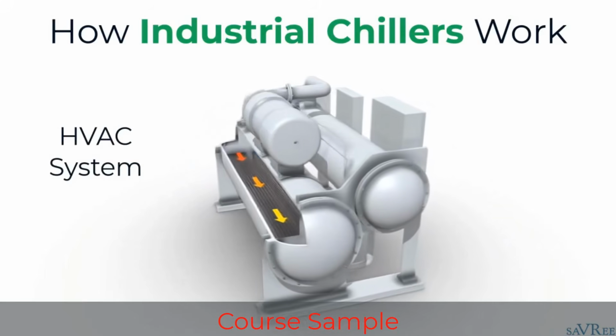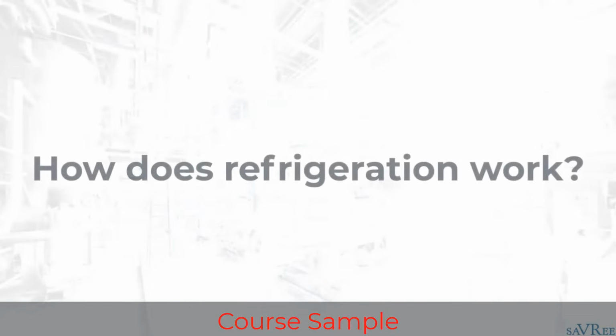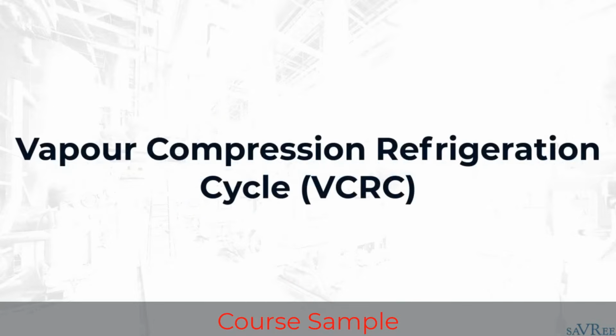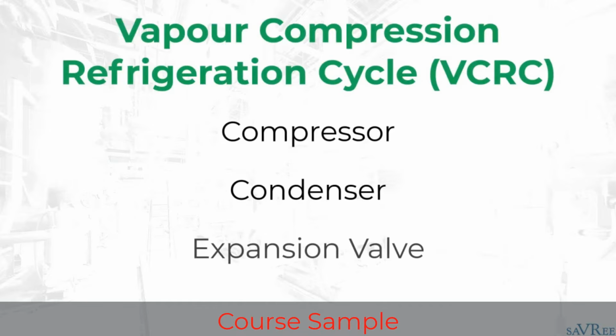The first thing we need to do before we go too far into this video is discuss the working principle of just how refrigeration works. Almost all commercial refrigeration systems work using the vapor compression refrigeration cycle. There are four main parts that we need. We need a compressor, a condenser, an expansion valve, and an evaporator. Within this system, we have a refrigerant.